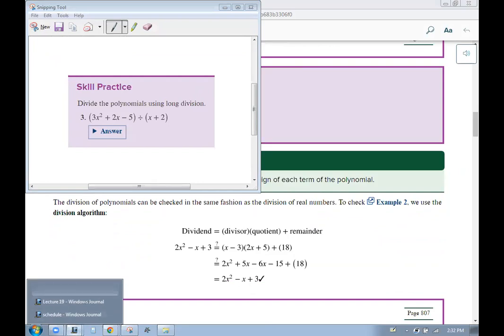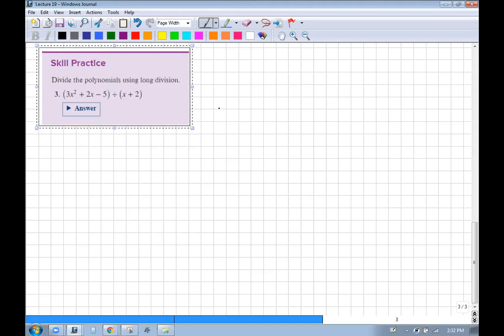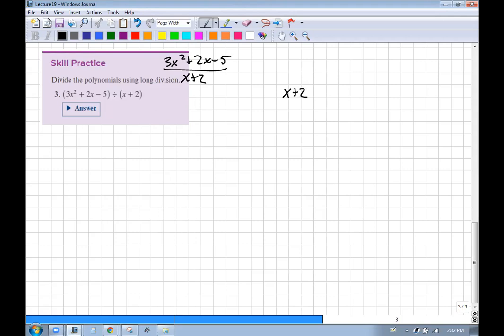So these can be confusing. We are dividing here. What we're doing is we're taking 3x squared plus 2x minus 5, and we're dividing x plus 2 into it. And we do it the same way that we do long division with numbers, right? We're dividing x plus 2 into 3x squared plus 2x minus 5.